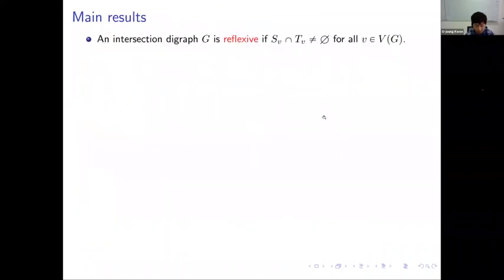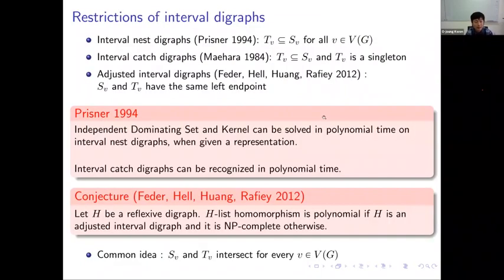Prisner proved in 1994 that some problems on underlying undirected graphs and directed problems, such as independent dominating set and kernel, can be solved in polynomial time on interval nest digraphs if the representation is given. But he only gave a recognition algorithm for interval catch digraphs, not for nest digraphs. That's the reason he tried to generalize the algorithm for catch digraphs further, and so he defined the nest digraphs.